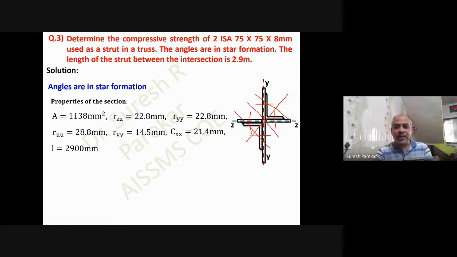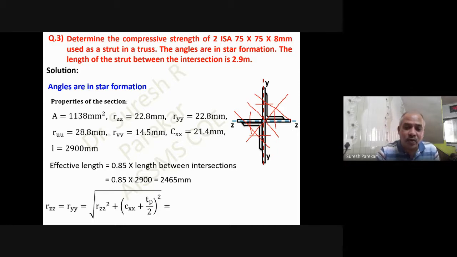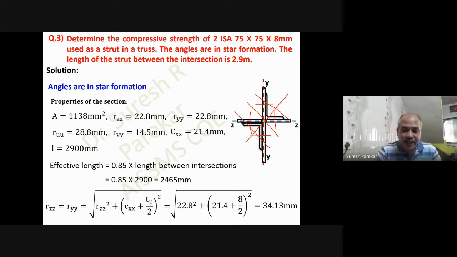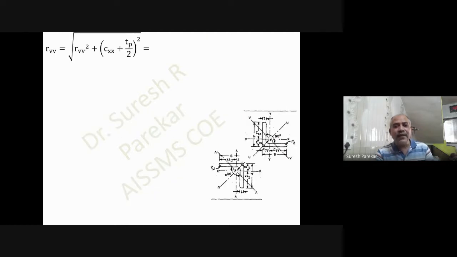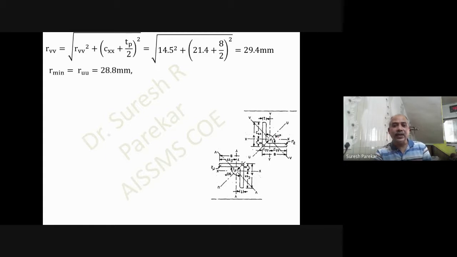Now we can go with this. So we have effective length. We have considered again 2900, 852465, and from this I will get RZZ. How to calculate that is mentioned over here, and from this we are going to get the values of RZZ, RYY. That is going to be the same because my angle section is 75, 75, that is an equal angle section. Now I will calculate RVV, which comes to 29.4, and we have RUU actually 22.8 millimeters.